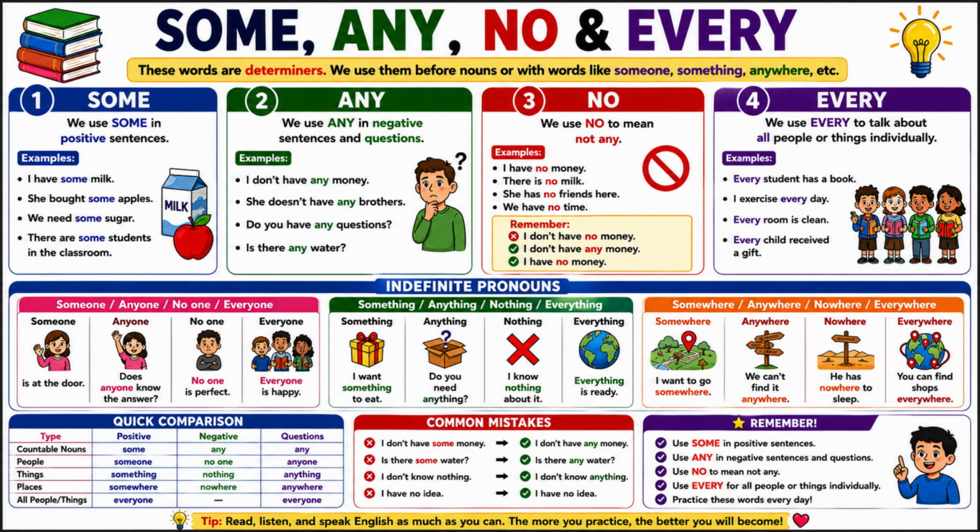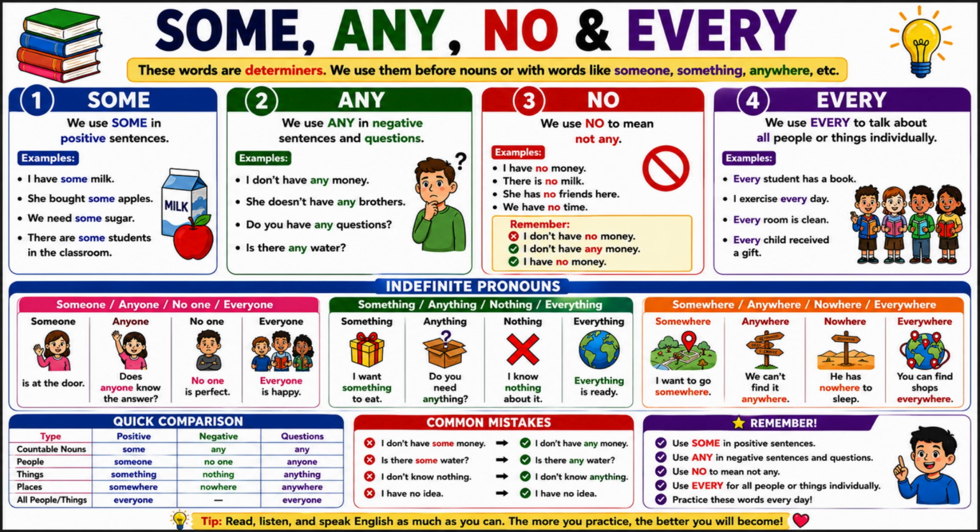These words are called determiners. They're used before nouns or with words like someone, something, anywhere, and more. 1. Some. We use some in positive sentences. Examples. I have some milk. She bought some apples. We need some sugar. There are some students in the classroom.